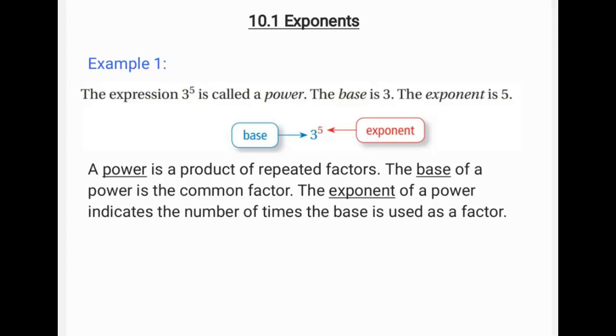The base of a power is a common factor, and the exponent of a power indicates the number of times the base is used as a factor. So in this case, the 3 is a base, and the 5 tells us how many times the base number is written. Since it's to the 5th power, we would write the base 3 5 times. So here's 1, 2, 3, 4, and 5. And then we will multiply each of those to figure out what is our final answer.